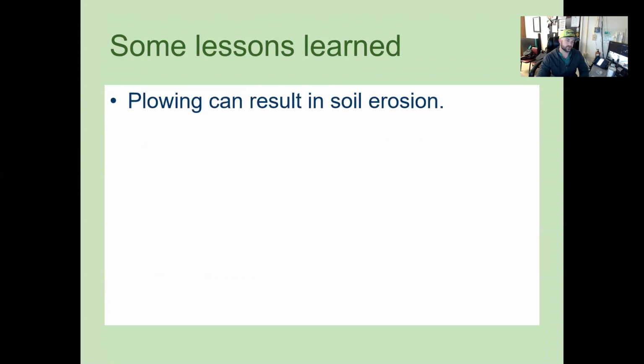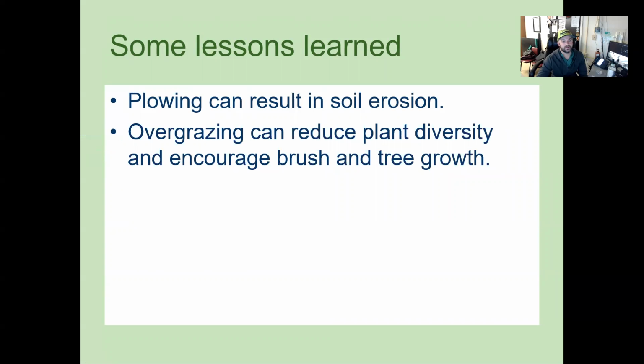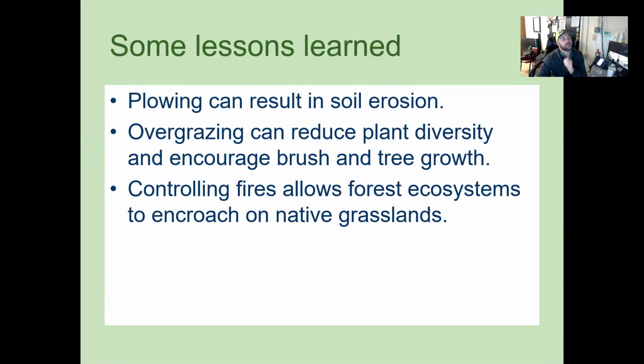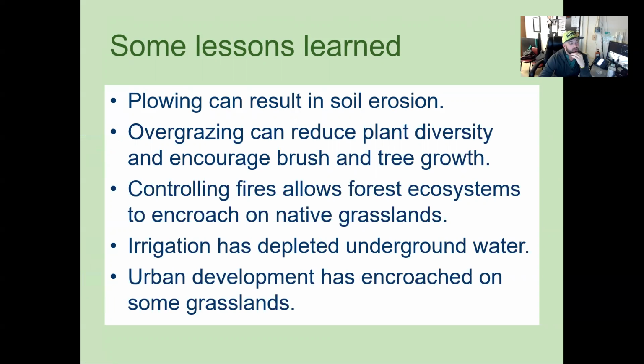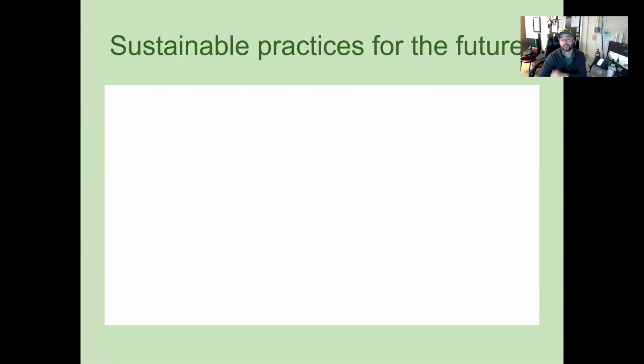Other lessons learned: plowing can result in soil erosion. Overgrazing can reduce plant diversity and encourage brush and tree growth. Controlling fires allows forest ecosystems to encroach on native grasslands. Irrigation has depleted groundwater, and urban development has encroached on some grasslands.